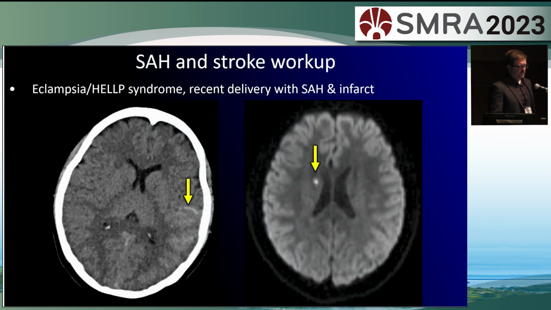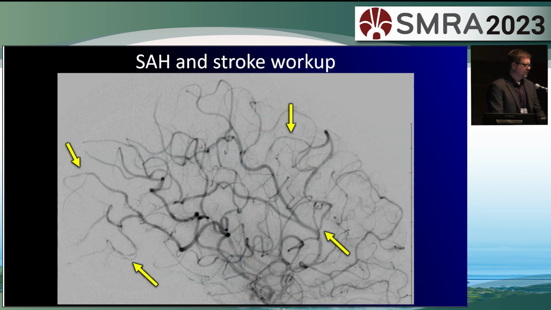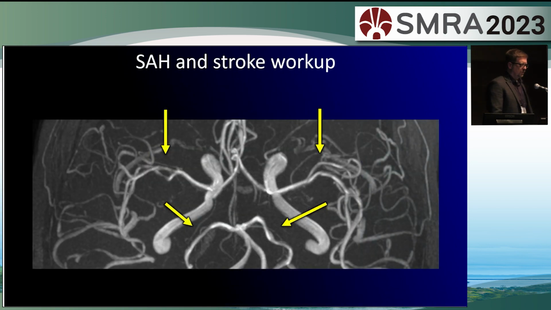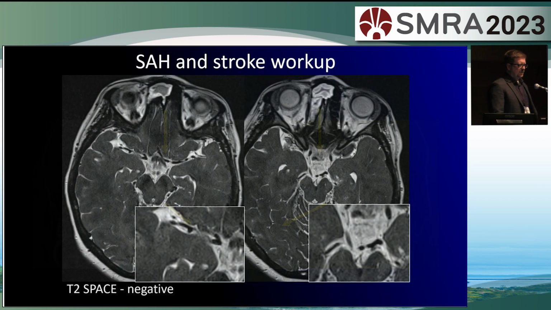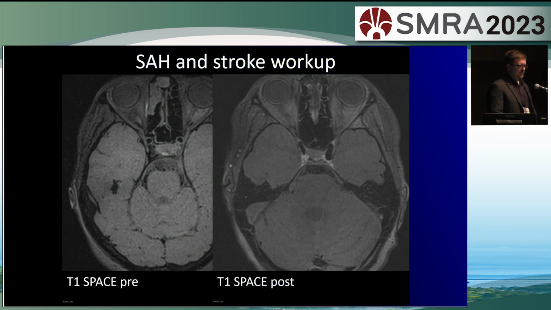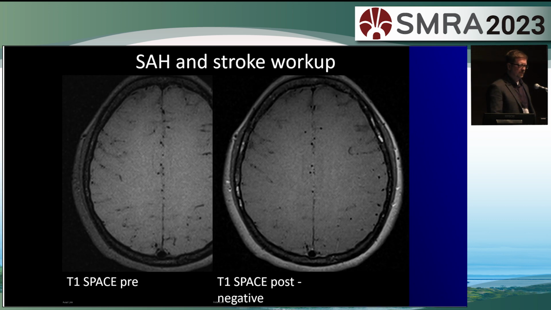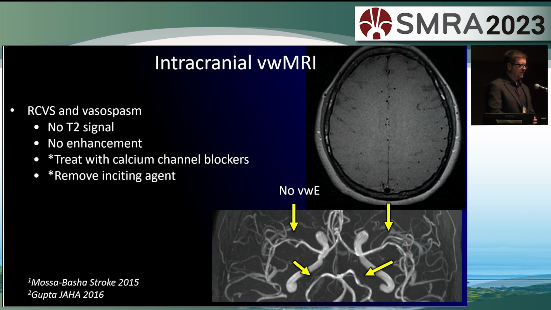Here's another typical case that may go to vessel wall imaging at our institution. A young female after delivery of her first child presents with subarachnoid hemorrhage and a focal infarct. This patient had multivessel narrowing on angiogram. This was also seen on time of flight MIP. This doesn't show up very well, but there was no T2 signal in the wall. And on post-contrast imaging, unlike the other cases, there is no wall enhancement in these vessels. So this was RCVS. Vasospasm appears similar. This should have no T2 signal, no enhancement. These patients are often treated with calcium channel blockers and removal of the inciting agent.